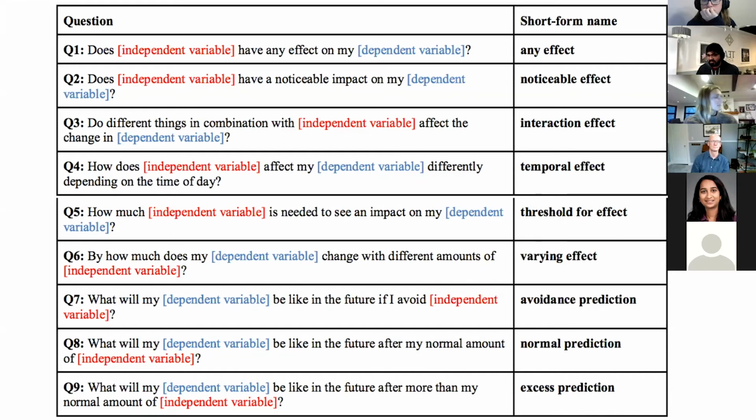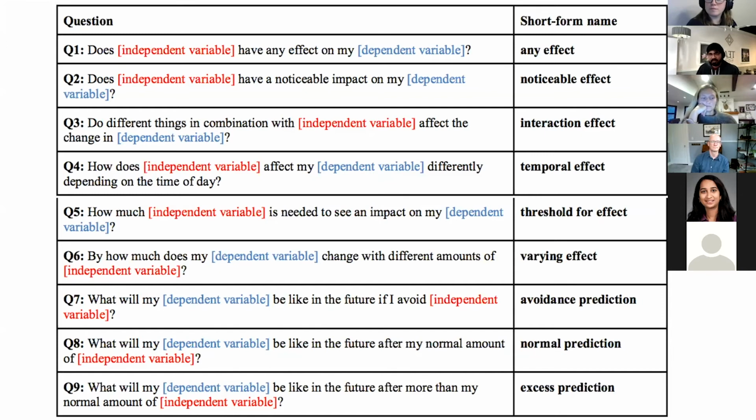And finally, questions 7, 8, and 9 focus more on the predictive effects, where previous questions were accounting for differential relationships between the independent and dependent variables, whereas these ones depend on what happens when there is a normal exposure, what happens when there is an excess exposure, or what happens when there is no exposure at all. So these are 9 broad categories we distilled down from the interviews.